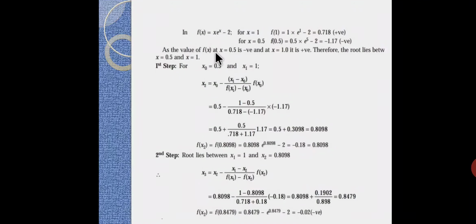As the value of f of x at x is equal to 0.5 is negative and at x is equal to 1.0 it is positive, therefore the root lies between x is equal to 0.5 and x is equal to 1. So the root of the given function x e power x minus 2 lies in the closed interval 0.5, 1.